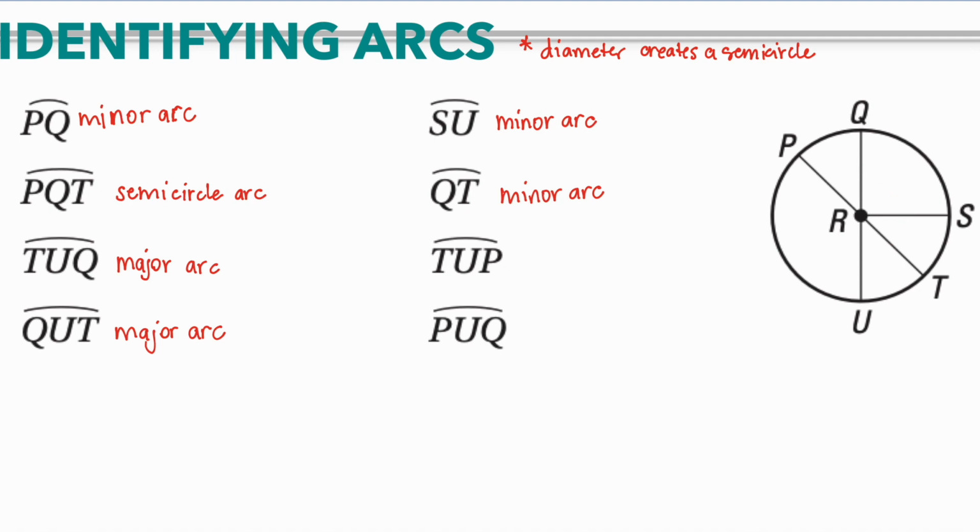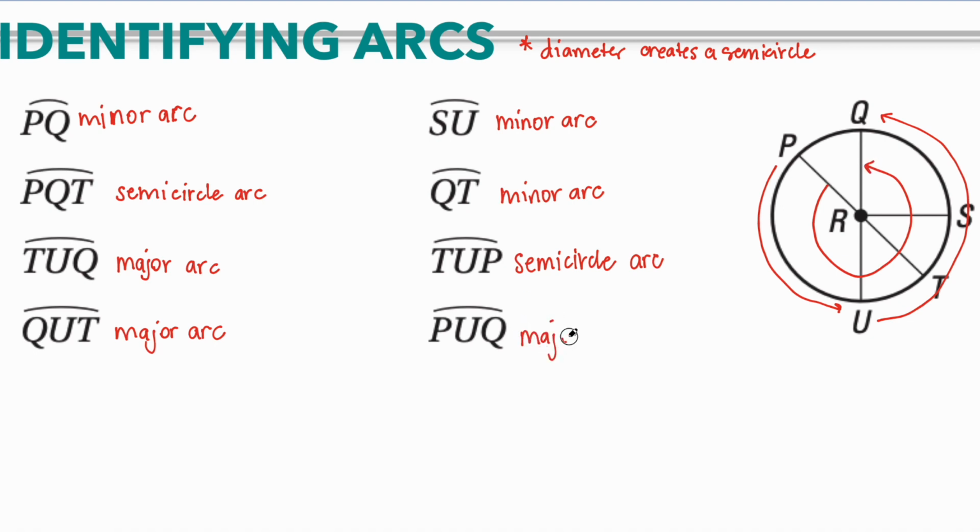Next, I'm going from T to U, and then past that to P. But this is a diameter because it goes straight across, and so this is going to be a semicircle. And next, I'm going from P to U, so from P towards U, and then from U all the way around to Q. So I'm starting here, going towards U, past U to Q, and that would be a major arc.